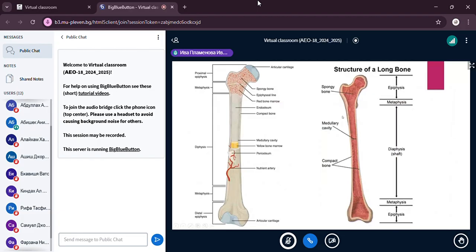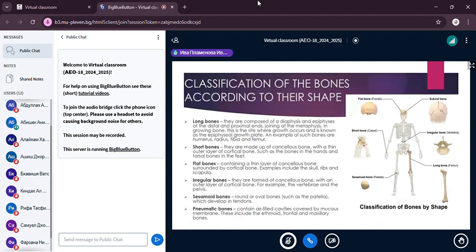Another picture, of course. Epiphysis on the two ends, diaphysis, and between the diaphysis and epiphysis is located metaphysis. Of course, the bones have blood supply, but on the next slide you see it. According to their shape, the bones are long bones. For example, humeral bone, the humerus, radial bone, tibia, and femoral bone.